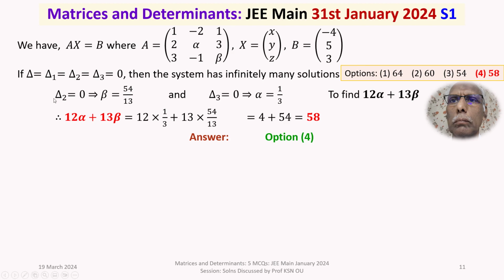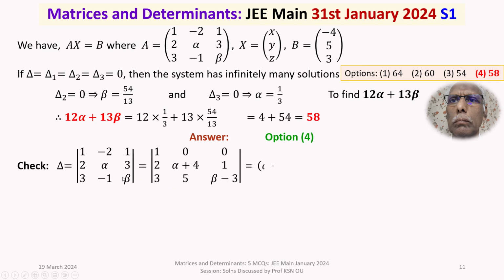You have taken delta 2 is equal to 0, delta 3 is equal to 0. You have to convince yourself. The remaining two deltas, delta is equal to 0, delta 1 is equal to 0. Are they? So ask the question, delta. Write down the determinant of A. Now expand. Whatever you want, you just expand. And substitute for alpha is equal to 1 by 3 and beta is equal to 54 by 13. Then you will find the value of the delta will be 0.